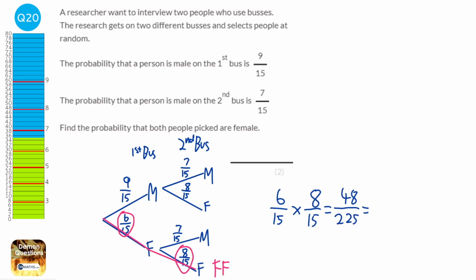Now you can actually cancel that down. So what you can do is you can divide top and bottom by 3. And that will give you 16 over 75. So either 48 over 225 or 16 over 75.